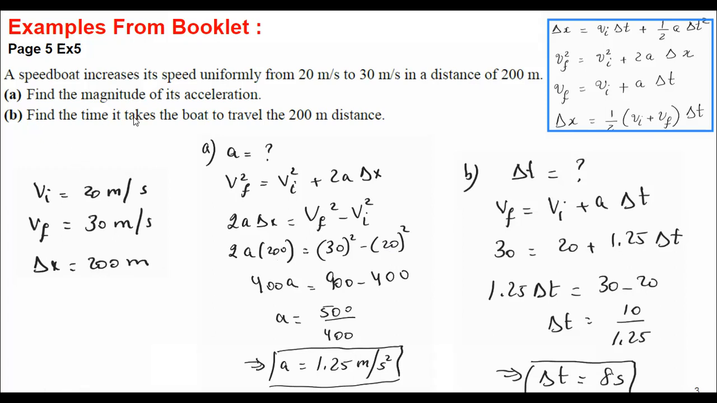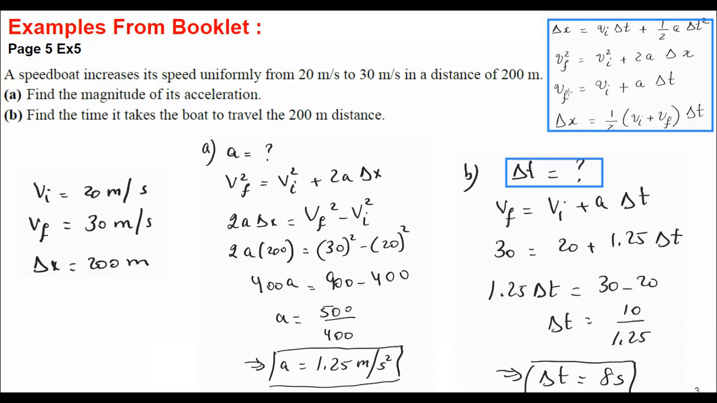Part B, find the time it takes the boat to travel the 200 meters. So I want to calculate delta T in this case. So I go back to my equations. Which equation has V initial, V final, acceleration? Many of them. The first one I can use, but there is a squaring, so it's a bit more annoying because then you have to use your calculator in quadratic form. Let's see if another equation can get me delta T.